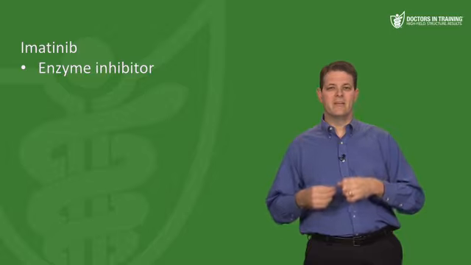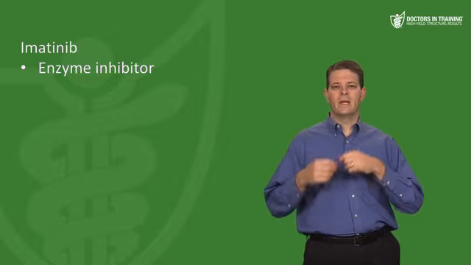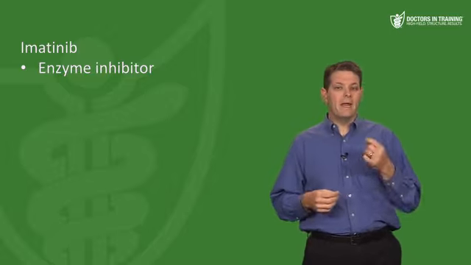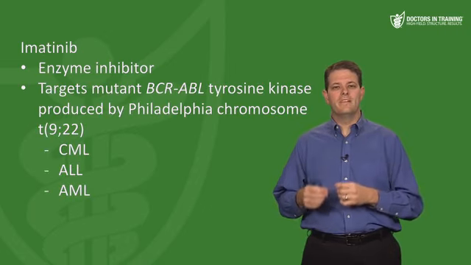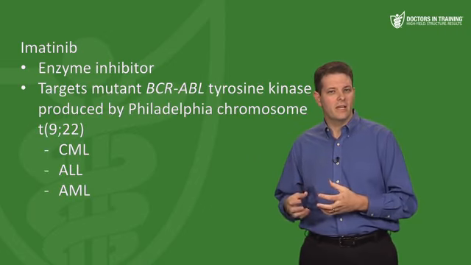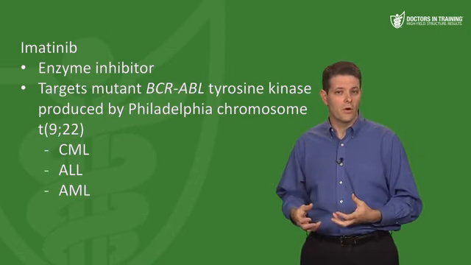You might also remember the drug imatinib as a drug used to treat certain types of leukemia. Now imatinib ends in ib, not mab. So this is not a monoclonal antibody. This is an enzyme inhibitor. IB for inhibitor. Imatinib specifically targets the mutant BCR-ABL tyrosine kinase that's produced by the Philadelphia chromosome.